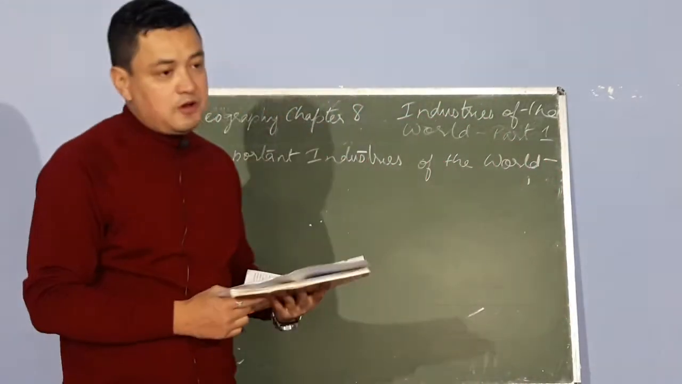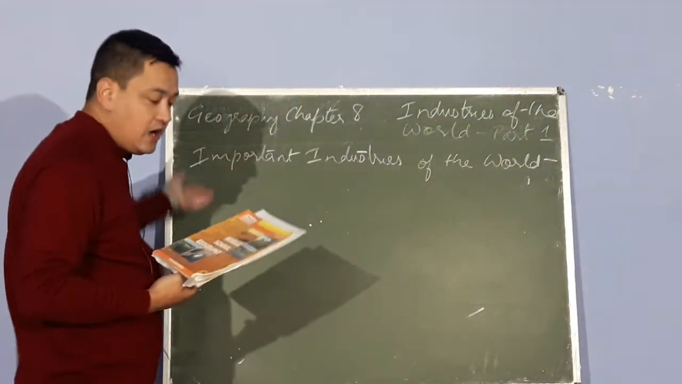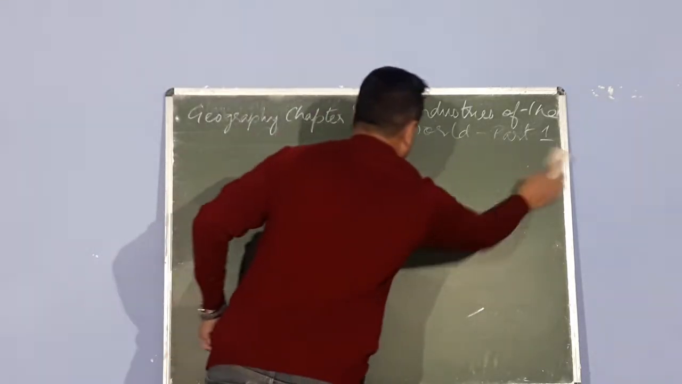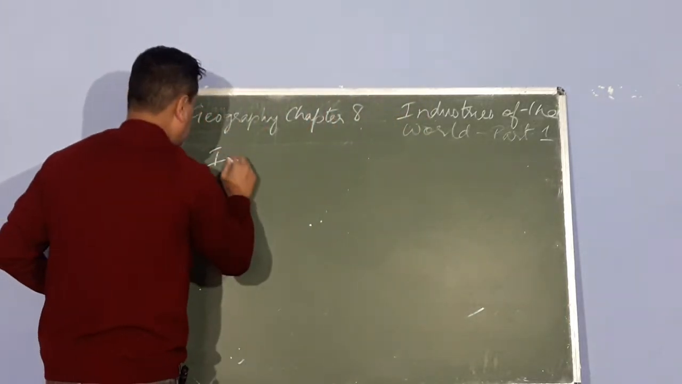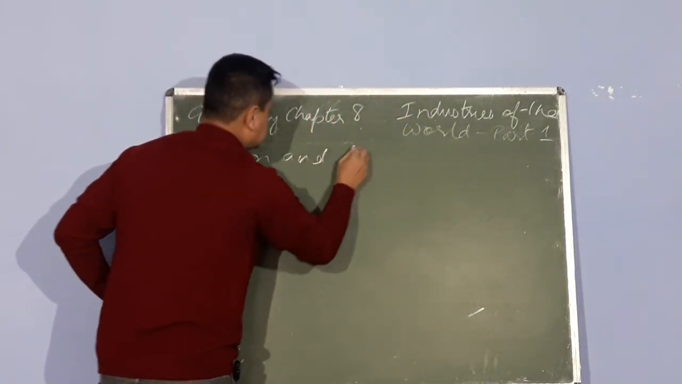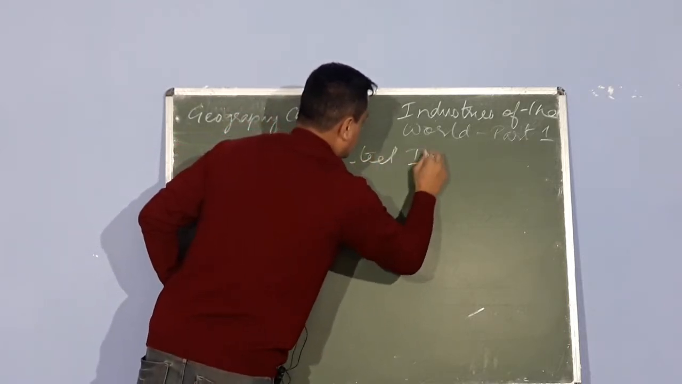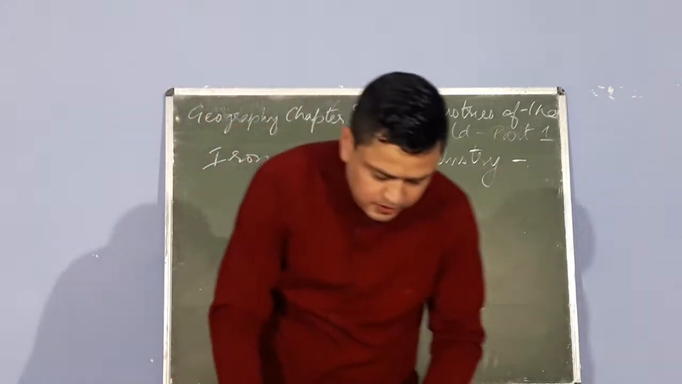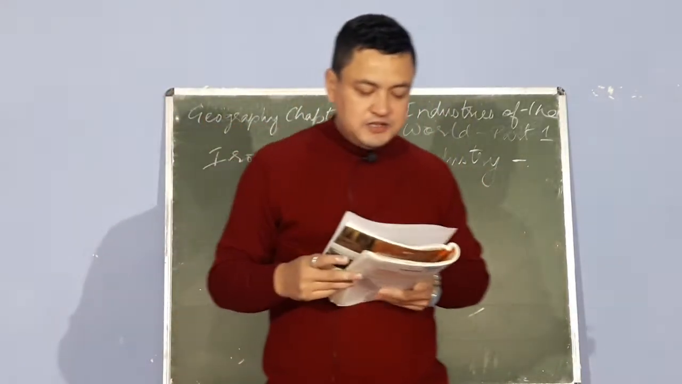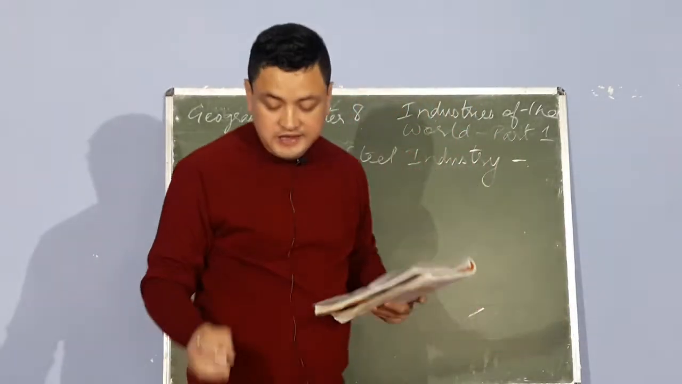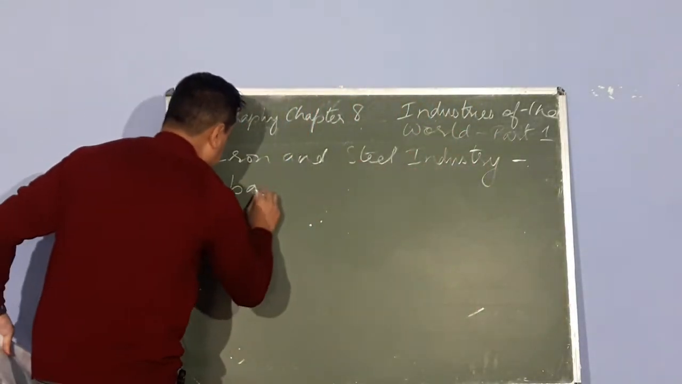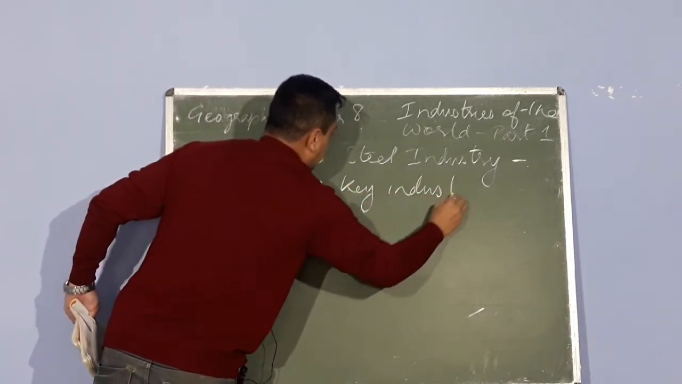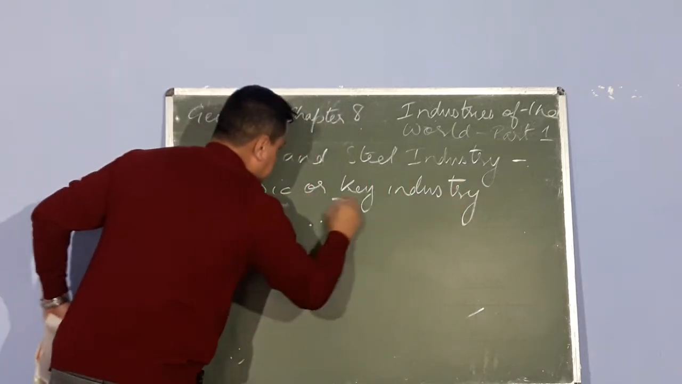The first industry that I'm going to start is iron and steel industry. Now, the iron and steel industry is the basic or key industry. It is known as the basic or key industry. Why is it called the basic or the key industry?